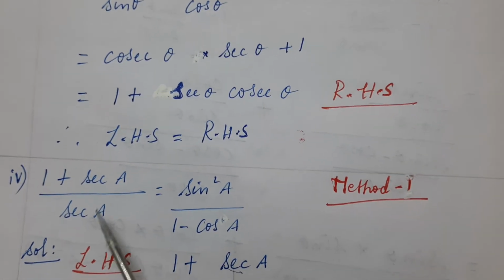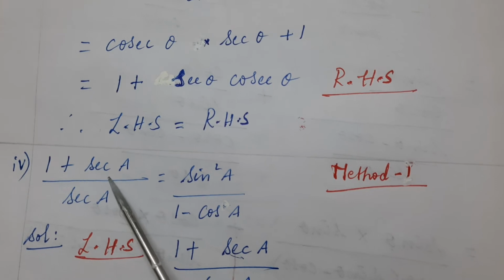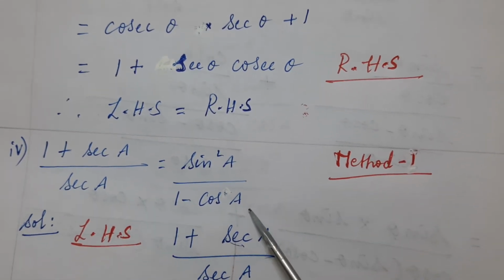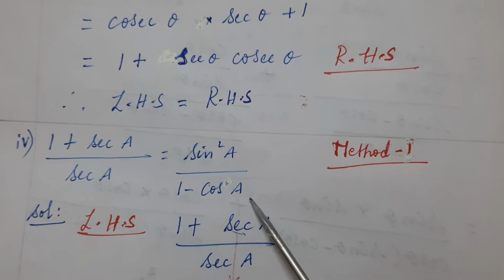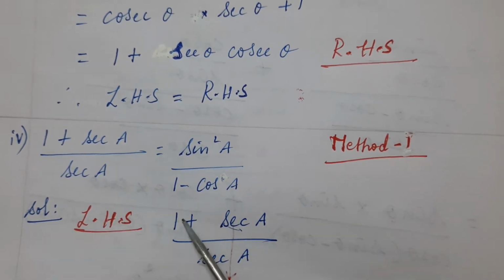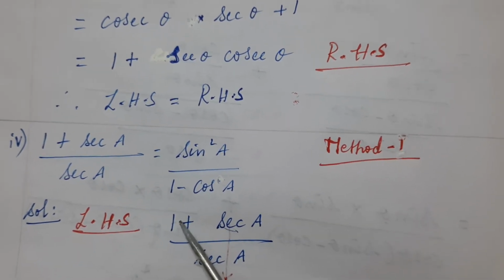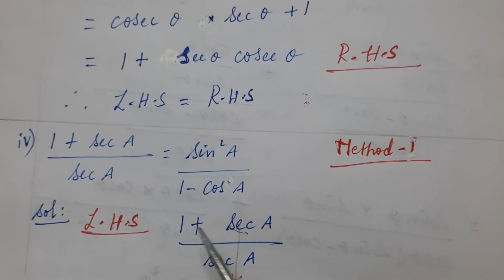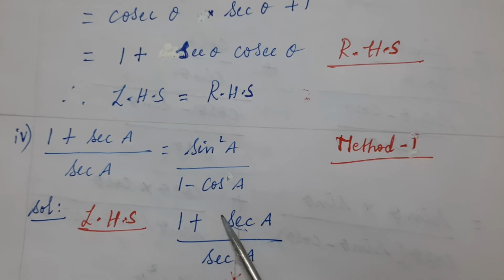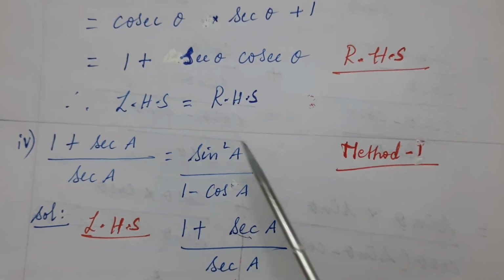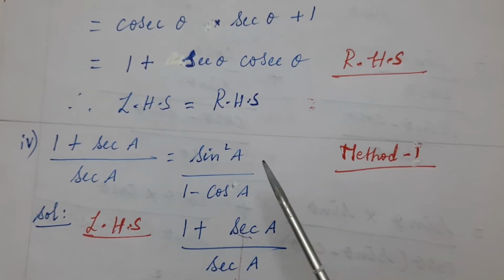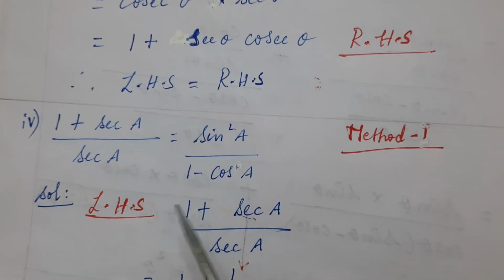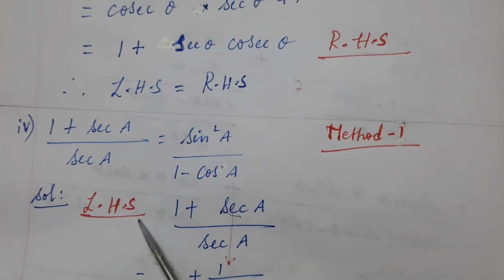The next one is, prove that 1 plus secant A by secant A is equal to sin square A by 1 minus cos A. Here in the book it is mentioned, you can find it separately, LHS and RHS. Since it is given like that, we can do separately, or we can take LHS and prove to RHS, or we can take RHS and prove to LHS. So there are three different ways to do this. Now LHS I am taking.